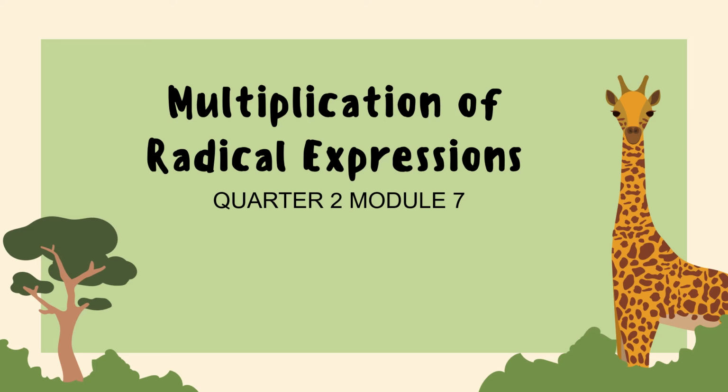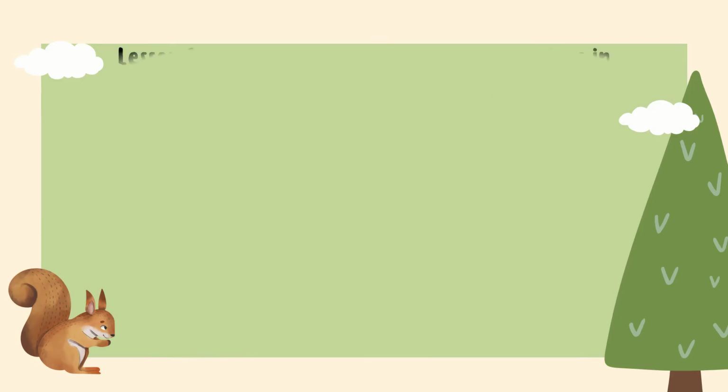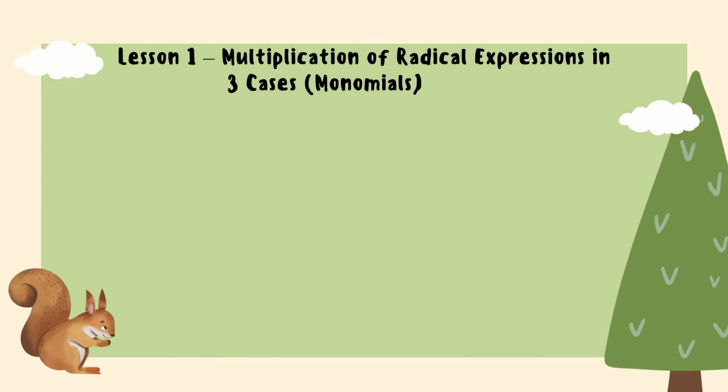For this module, we have two general objectives. First, is to recognize the basic radical notation. Second is to use the basic properties of radicals to simplify radicals. And lastly, to multiply radical expressions. So, how shall we start our lesson?